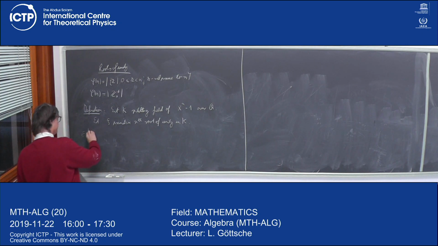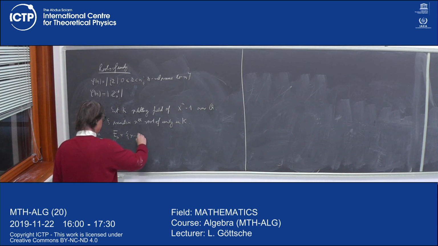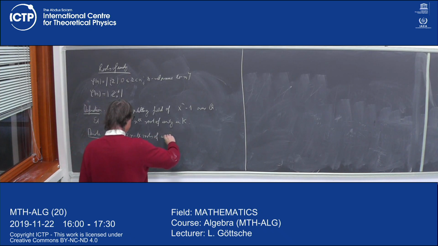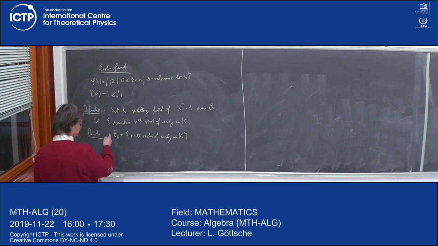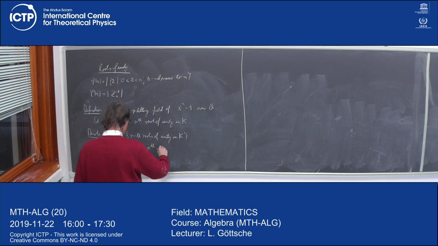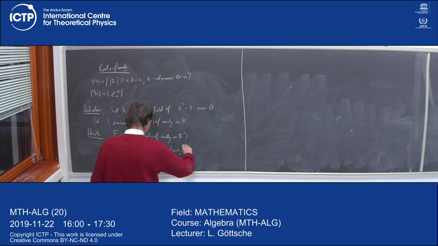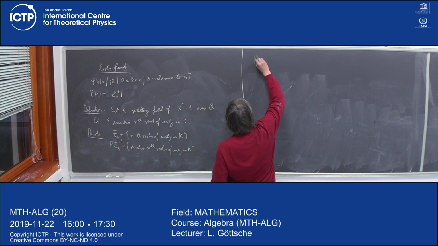So we denote the set of all nth roots of unity in K by mu_n, so all the elements whose nth power is 1, and P of n is the set of primitive nth roots of unity. Clearly, this is contained in this. And so I want to summarize some easy facts about this.